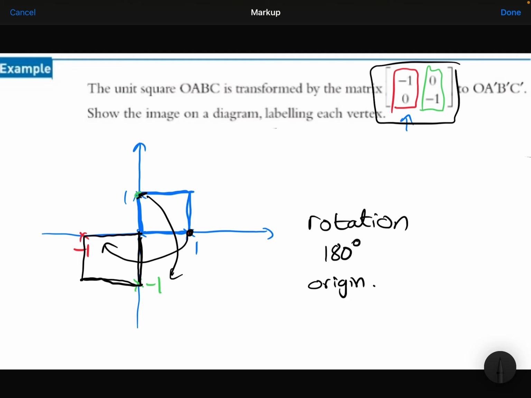So like I say, an understanding of the unit square and how this point corresponds to the image of the point 1, 0, and this point here corresponds to the image of the point 0, 1, can really help you with either interpreting what a matrix represents or finding the matrix from the transformation.